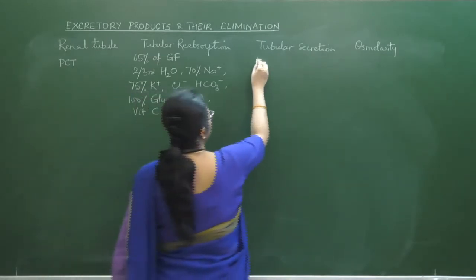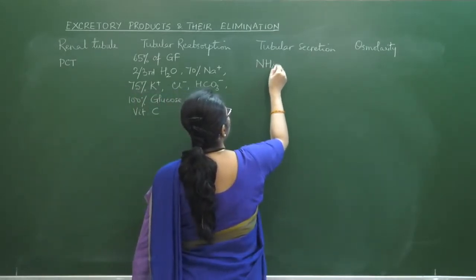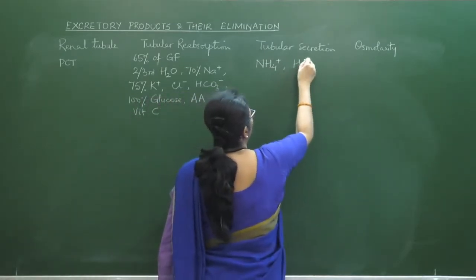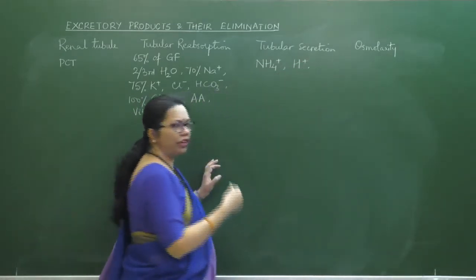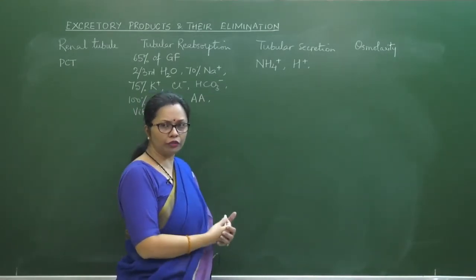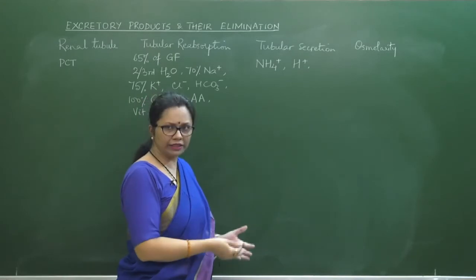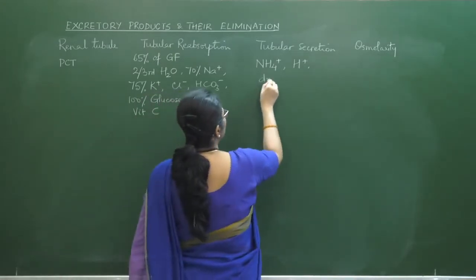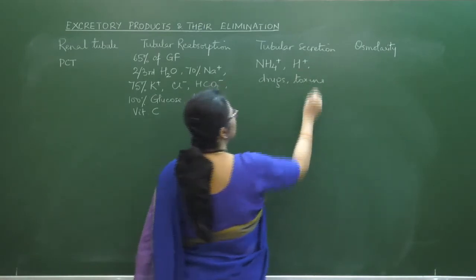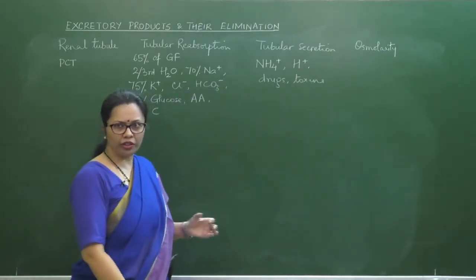Tubular secretion: as far as it is mentioned, because even the cells are producing certain waste. So ammonia is there, hydrogen is there. Even if we have taken any medicines, these medicines are foreign chemicals for the body, and those are also excreted out. So all those drugs, any toxins which have been present in the body, all this will be secreted from this area.